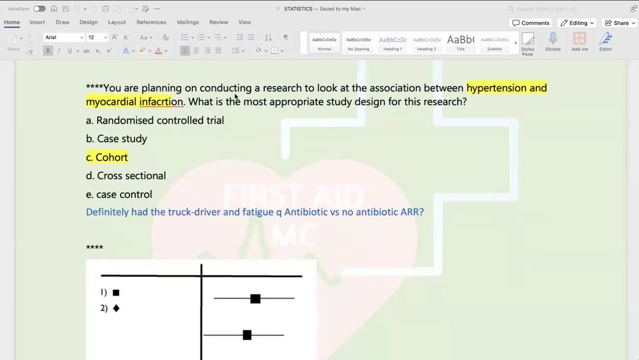You are planning on conducting research to look at the association between hypertension and MI. These are very common. Does hypertension cause MI? Does smoking cause MI? For this kind of thing we normally choose cohort. Okay.